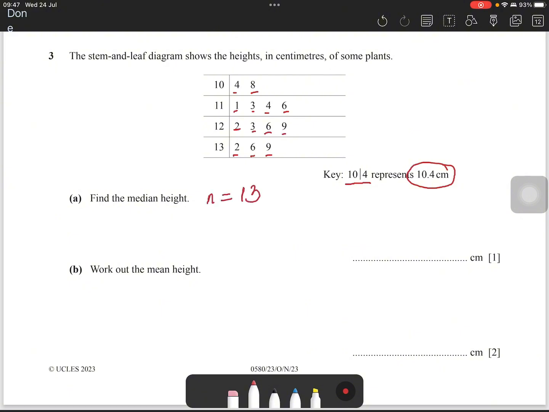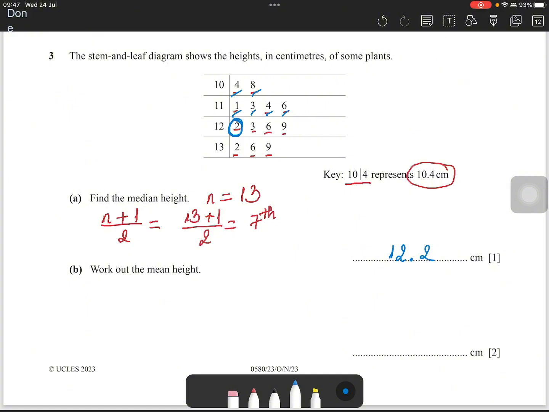To find the median, we use the formula (n plus 1) over 2 to find the position of the median. In this case, 13 plus 1 over 2 is 7. So we need to find the number in the 7th place. So let's count again. 1, 2, 3, 4, 5, 6, 7. This number 2 is the median, which means the median is 12.2 centimeters.